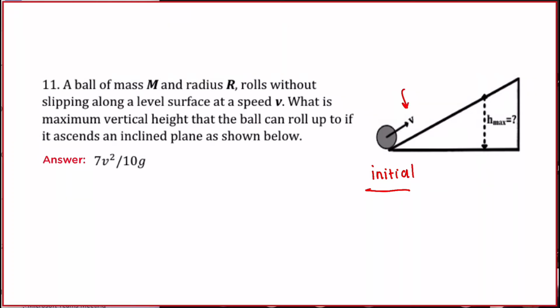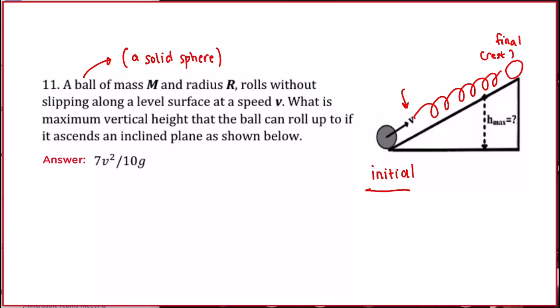Now, this ball is going to roll upward until it reaches the maximum height where the object remains at rest. So at the final height, the object is at rest. When the object reaches the maximum height, this ball should be at rest. And this ball right here is a solid sphere. So this is one piece of information that's missing: a solid sphere.